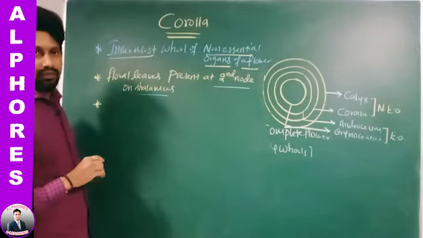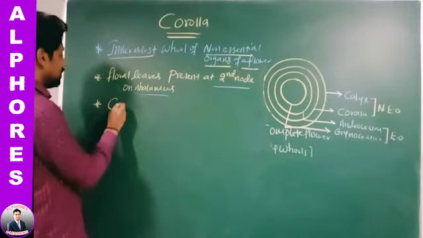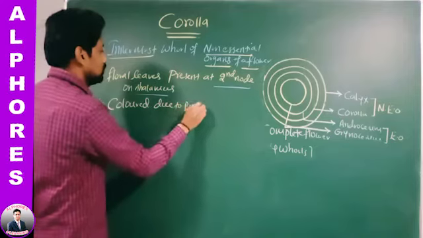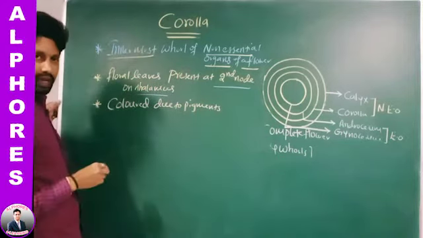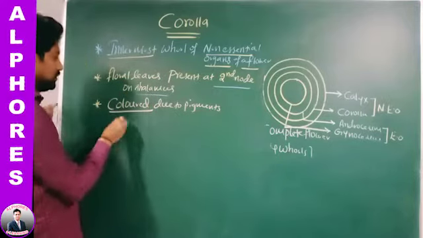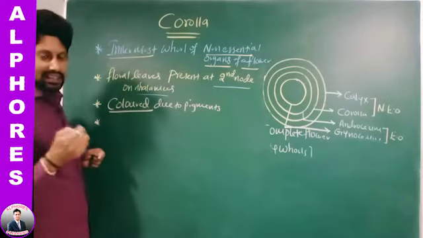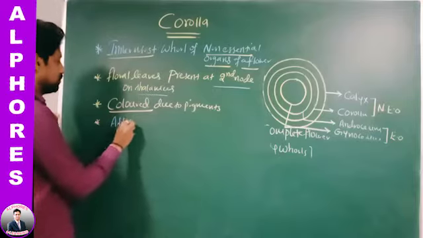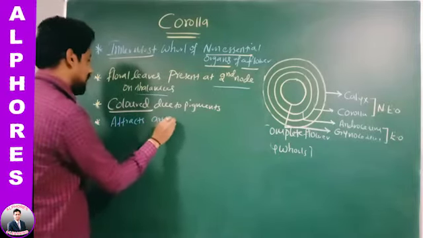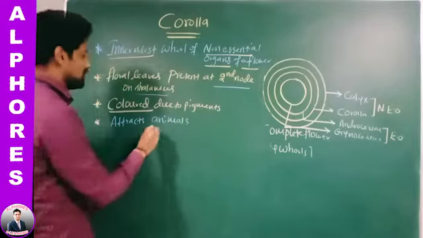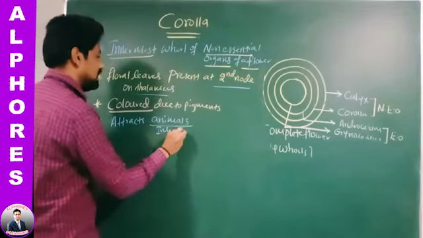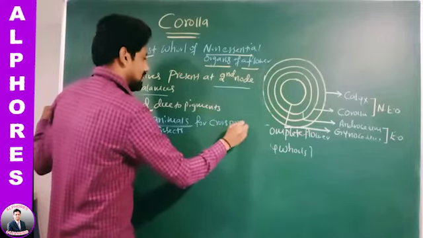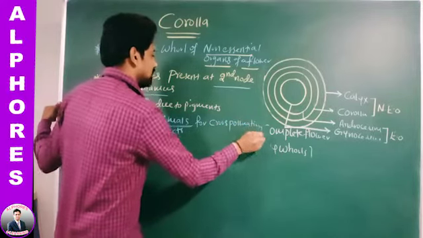This corolla is colorful, yes or no? Due to the presence of pigments. As it is colored, it attracts animals, especially insects, for cross-pollination. Why are they attracting the animals or insects? For the purpose of cross-pollination.